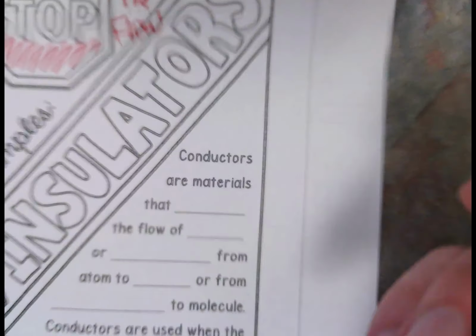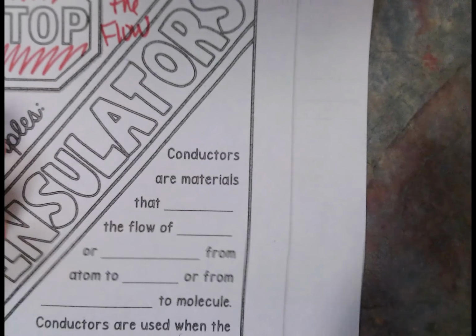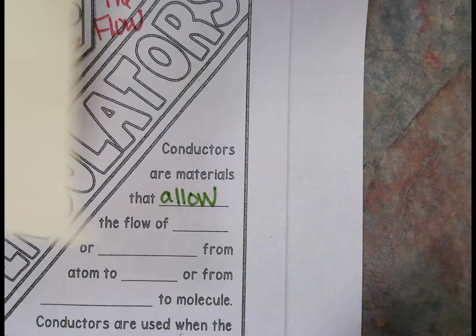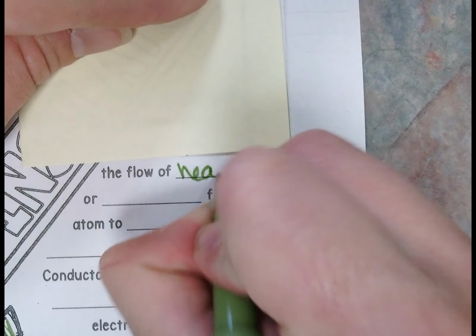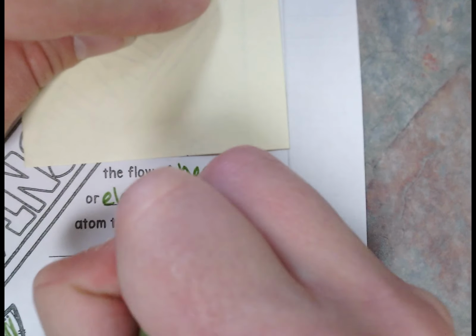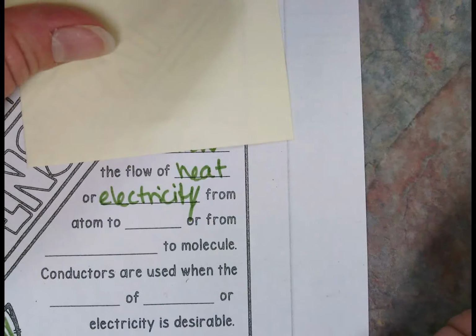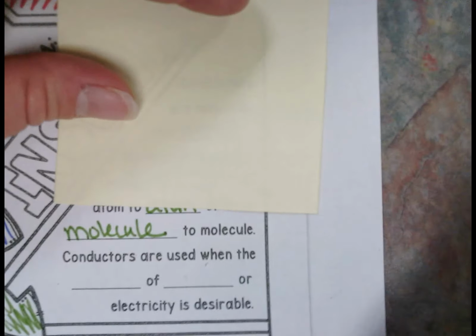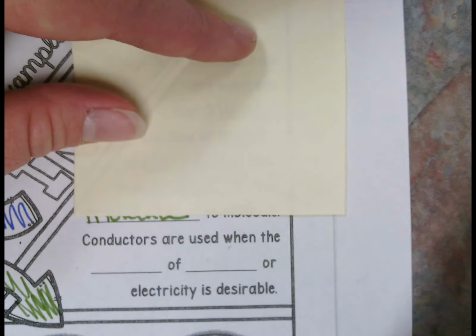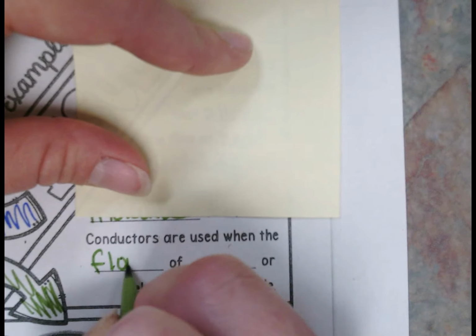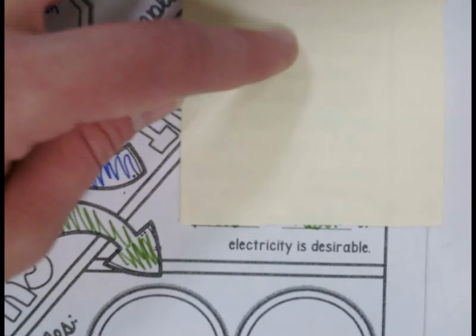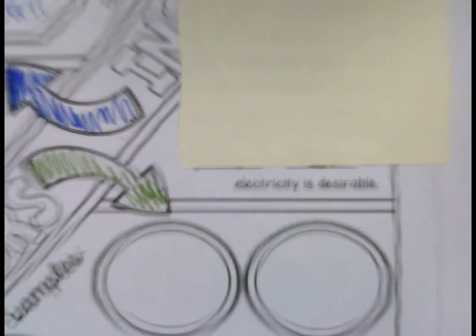Conductors are materials that allow the flow of heat or electricity, kind of both, from atom to atom, or from molecule to molecule. Conductors are used when the flow of heat or electricity is desirable. So when you want things to get hot or when you want things to conduct electricity.